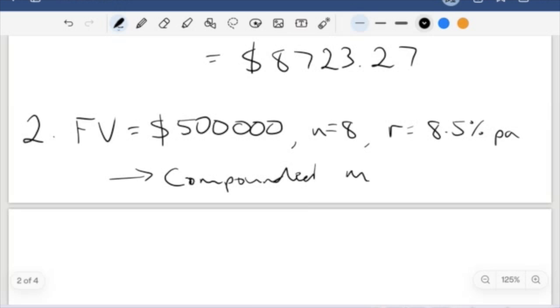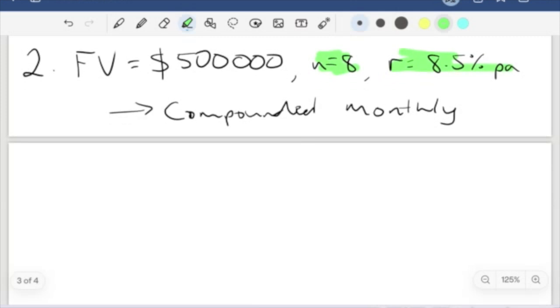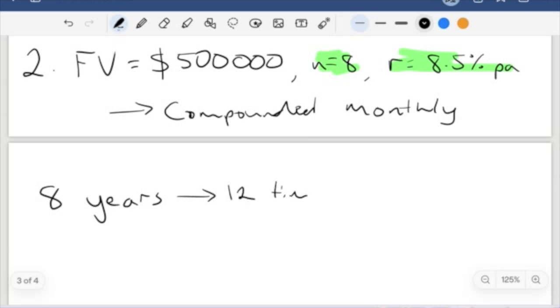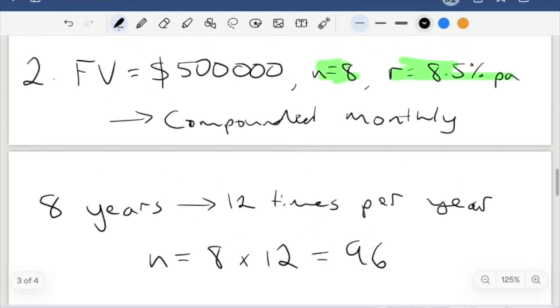Compounded monthly. So as you remember from before, when we talked about this a couple of years ago, this is going to change my rate and number of compounding periods. Now, let's say I have 8 years here, but it's compounding monthly. So this is compounding 12 times, because there are 12 months in a year, per year. For every 1 year, this is going to compound 12 times. So to find how many times it's going to compound altogether over the 8 years, our new n is going to be 8 times 12. And once I do that, that gives me 96. And similarly, our rate, we remember, is in per annum. So that means 8.5% every year, per year. That's what annum means.